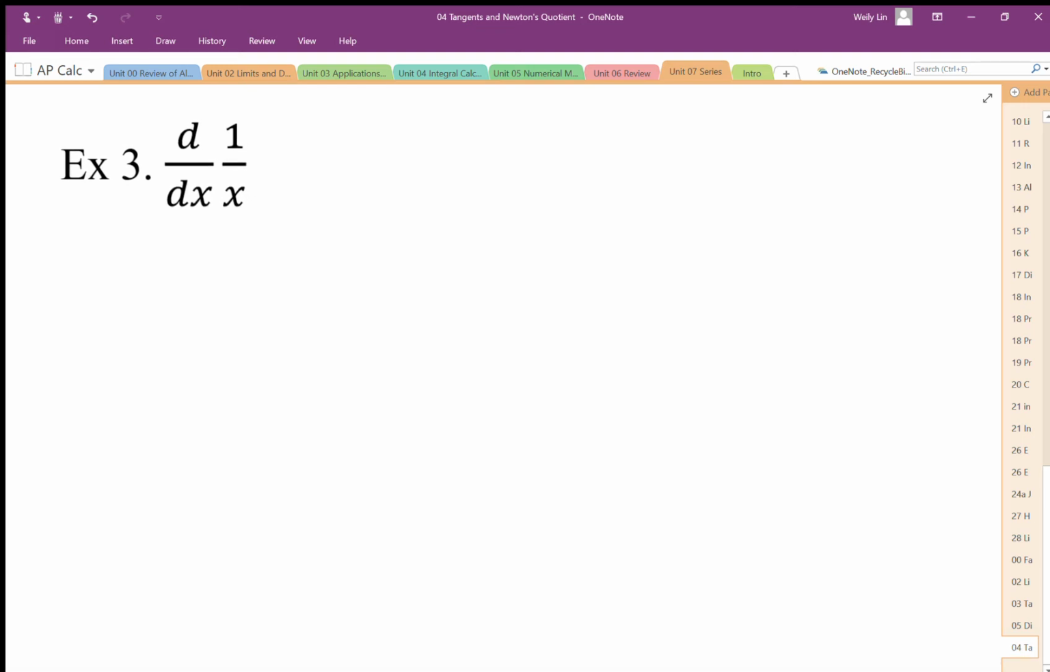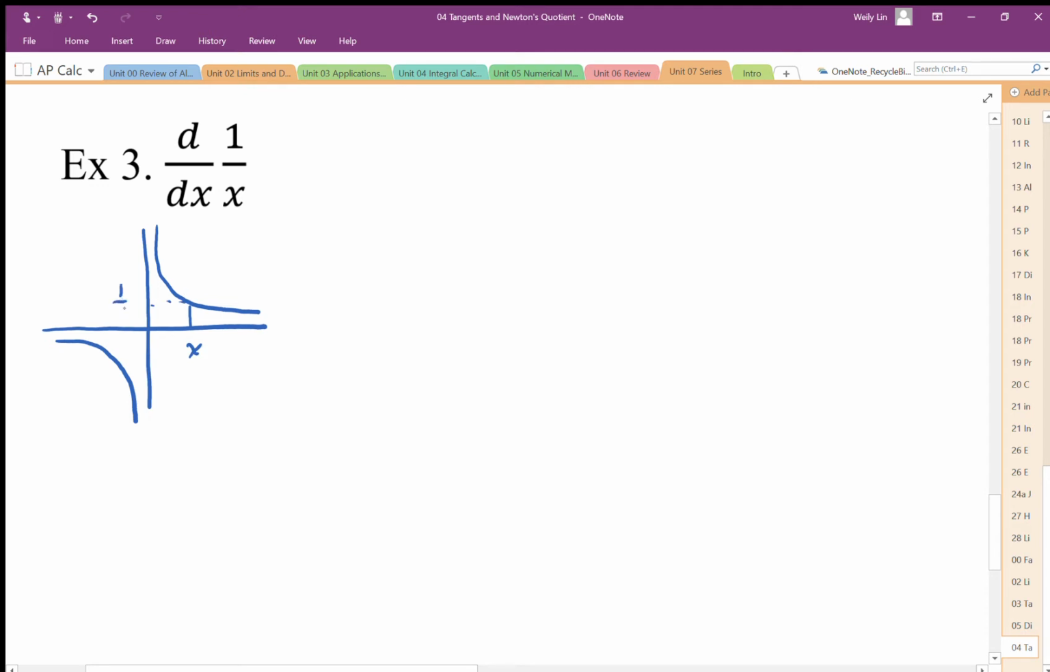So this one here, we have our graph, 1 over x, and we did this one before at a specific point, but now we're just going to generalize this point. Okay, so we're going to take some general point x, so the y-coordinate here is going to be 1 over x.